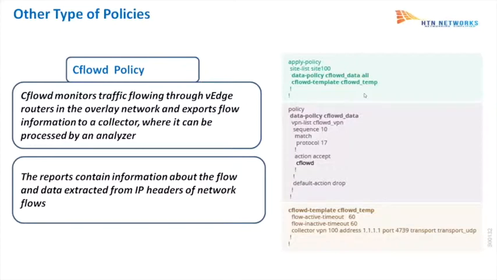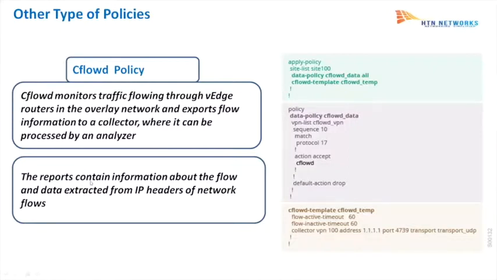It collects all that data in the raw form, and then it decodes that data into a user-friendly form, and then you can read that data and analyze it for application performance and other issues in your network. So C-flow policy is very similar to that. It basically monitors traffic flowing through vEdge routers in the overlay network and exports flow information to a collector where it can be processed by an analyzer.